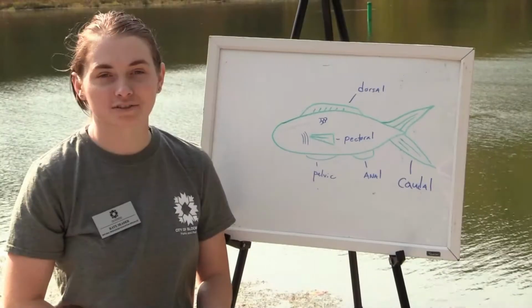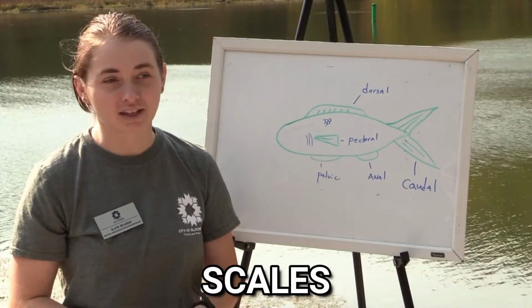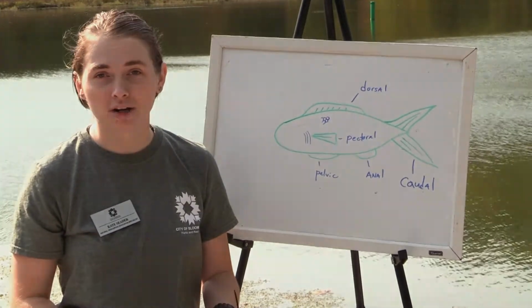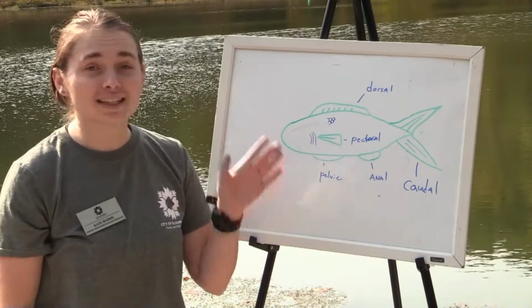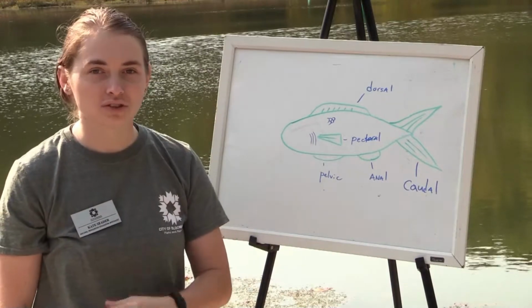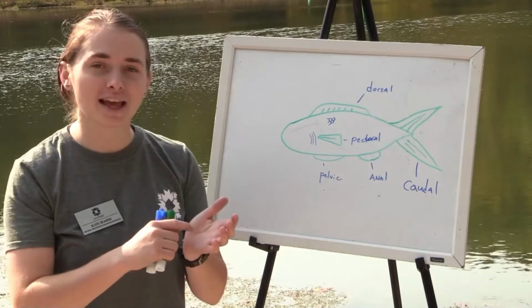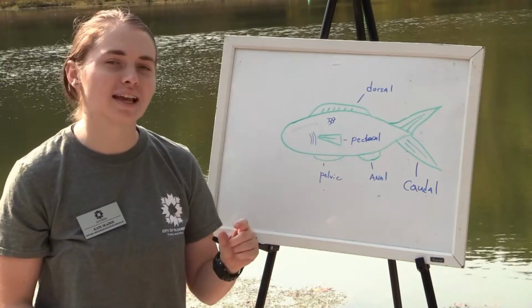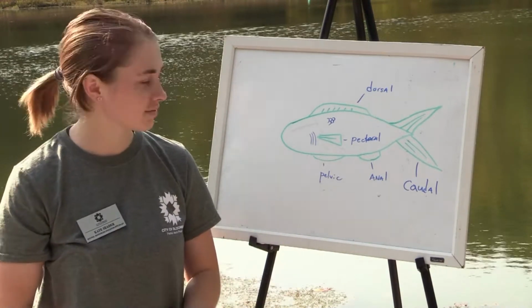The next part of our fish are the scales. These overlapping little scales help protect the rest of the fish's skin from harm. A fun fact about the scales is that with each year of growth, another layer comes onto the scales in a little bit like tree rings, so that if you catch a fish and look at the scale, you can count the rings and see how old it was.